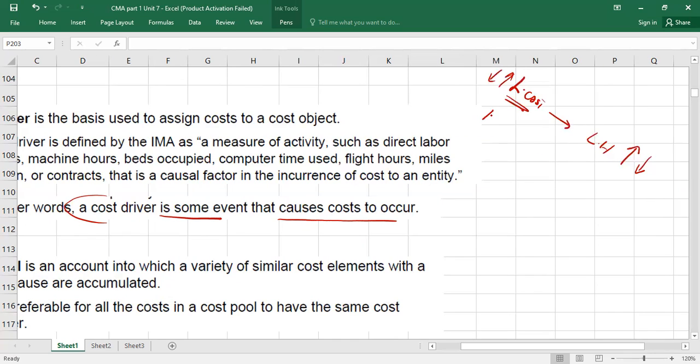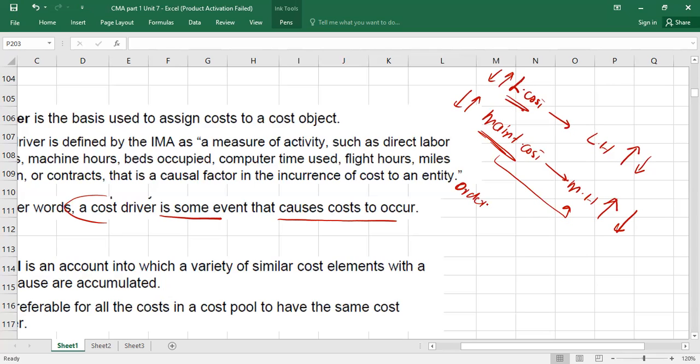Same here, you might have a maintenance cost. Maybe for maintenance cost it could be machine hours. If you operate more machine hours, obviously maintenance cost will be more because you need to maintain the machine more, right? If you operate fewer machine hours, your maintenance cost would be less. It means for maintenance cost, maybe the cost driver is machine hours.